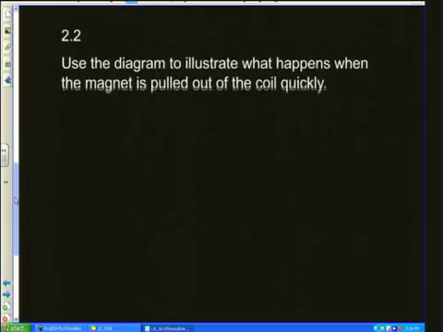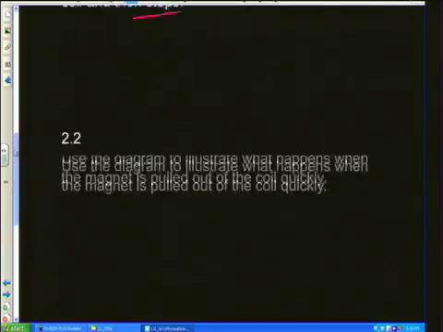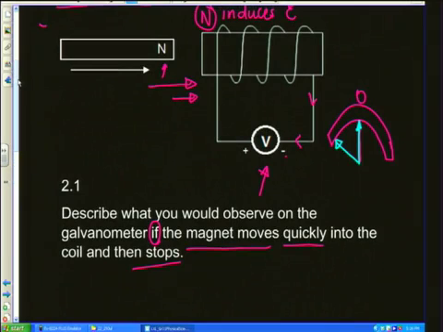2.2, use the diagram to illustrate what happens when the magnet is pulled out of the coil quickly. Now, this time, the magnet is pulled out of the coil quickly. So it goes out this time. What will happen? When it goes out, the current will go in the positive this time. It will be induced into the positive. So it will first go to the maximum positive. It decreases until it also comes back to what? To the 0 mark, after it has completely gone out and perhaps come to a stop, like we are told there.